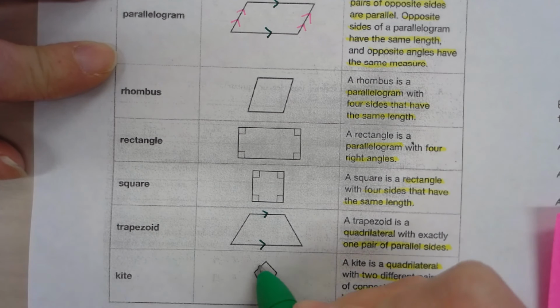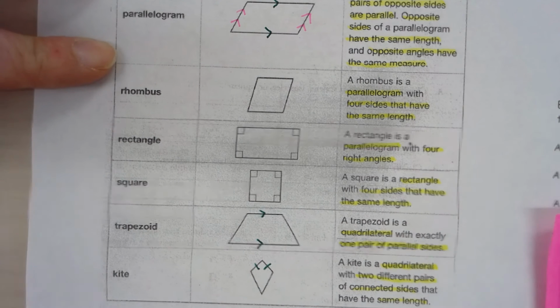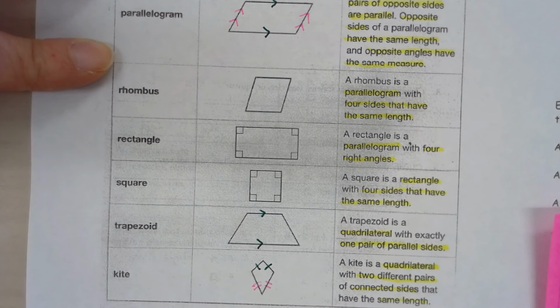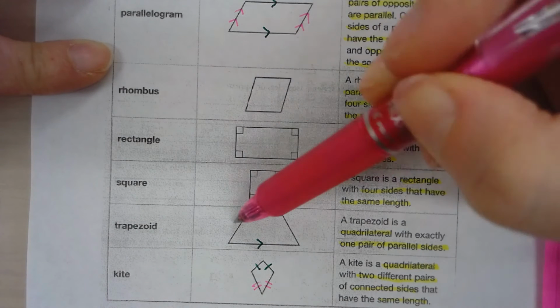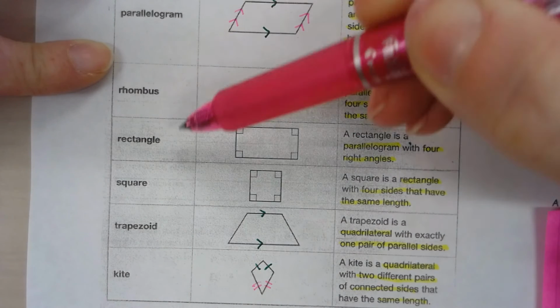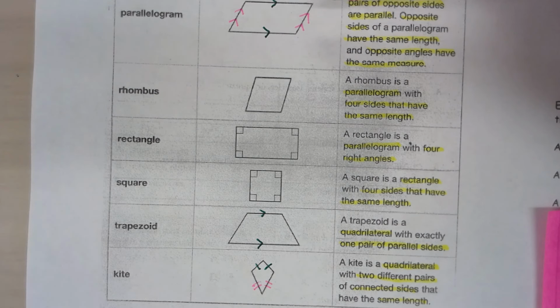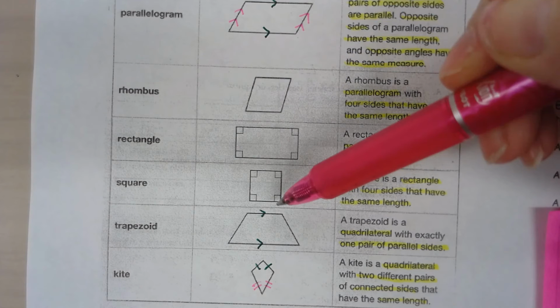So look, this side and this side have the same length, the connected sides. And then this side and this side have the same length. But again, it has no pairs of parallel sides. So all of these, parallelogram, rhombus, rectangle, and square, all share the characteristic of two pairs of parallel sides. That's why they all fit the definition of parallelogram.